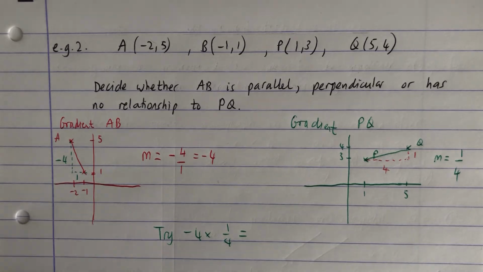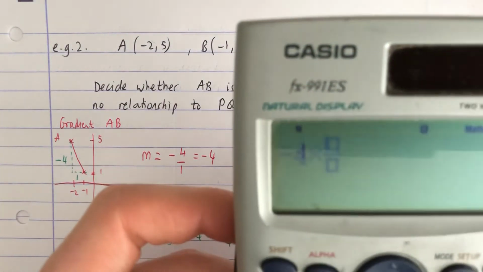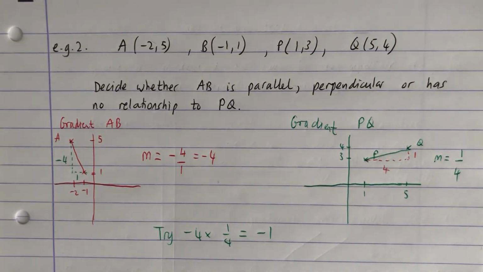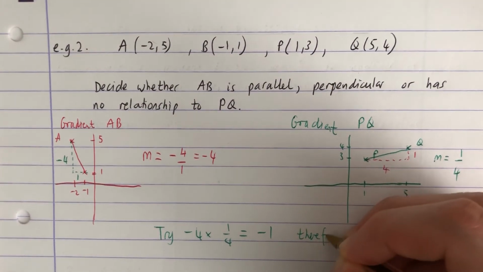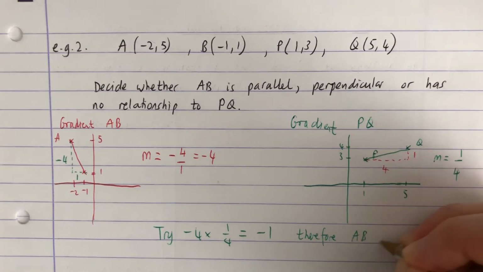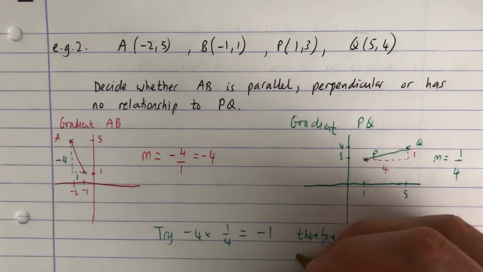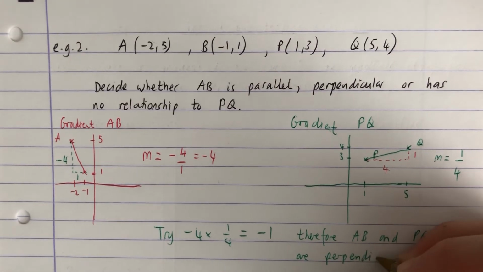Again, some of you know this without a calculator, but you would get a calculator in an exam, so you may as well use it. The answer is -1. The only number which now means these lines are perpendicular. Okay, so therefore AB and PQ are perpendicular to one another.